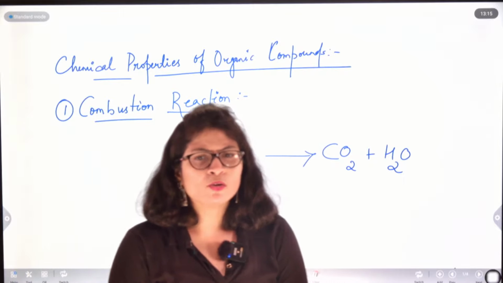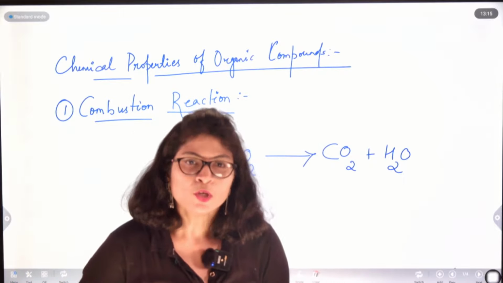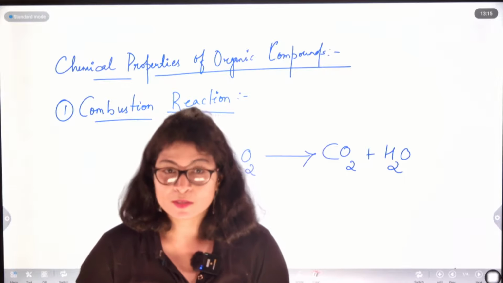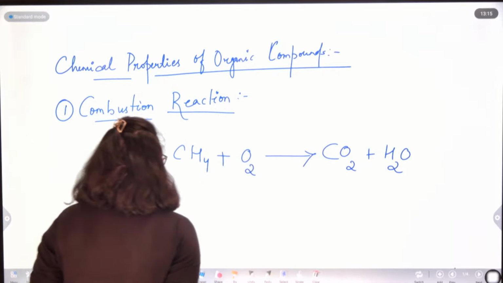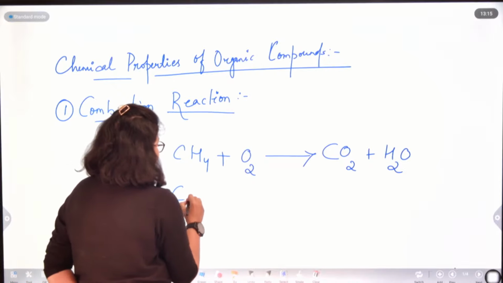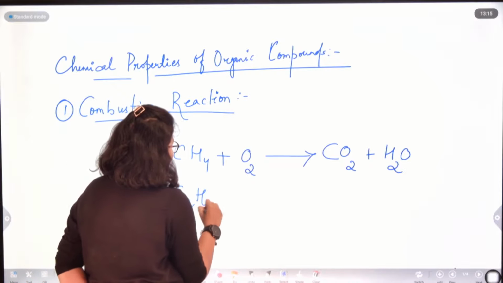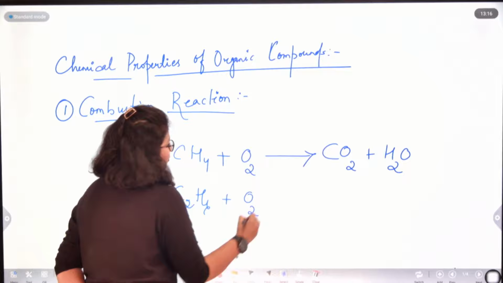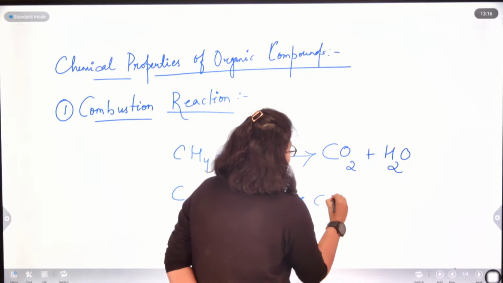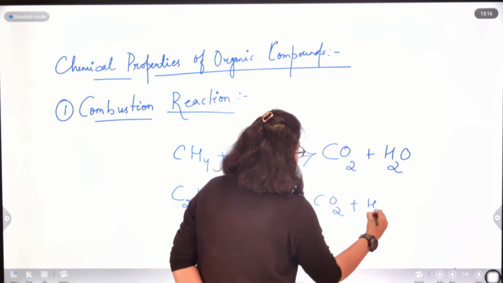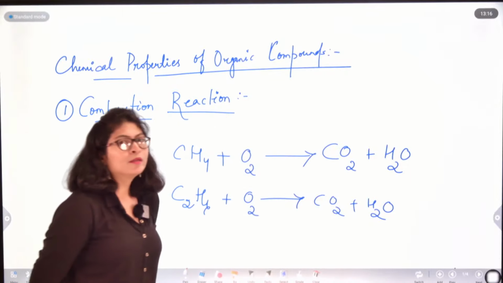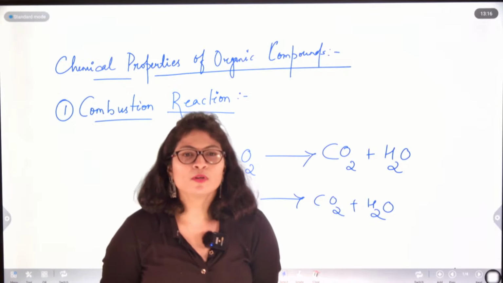Basically, all the hydrocarbons burn in the presence of oxygen to give carbon dioxide and water. This is a cheat code for organic compounds combustion. If I say ethane, C2H6, plus oxygen, they give rise to carbon dioxide plus water as well. This was the general reaction for hydrocarbons.